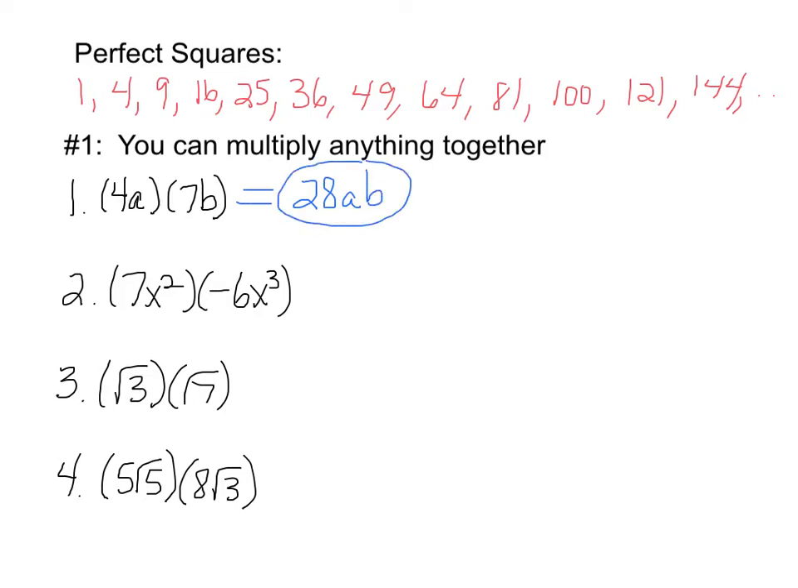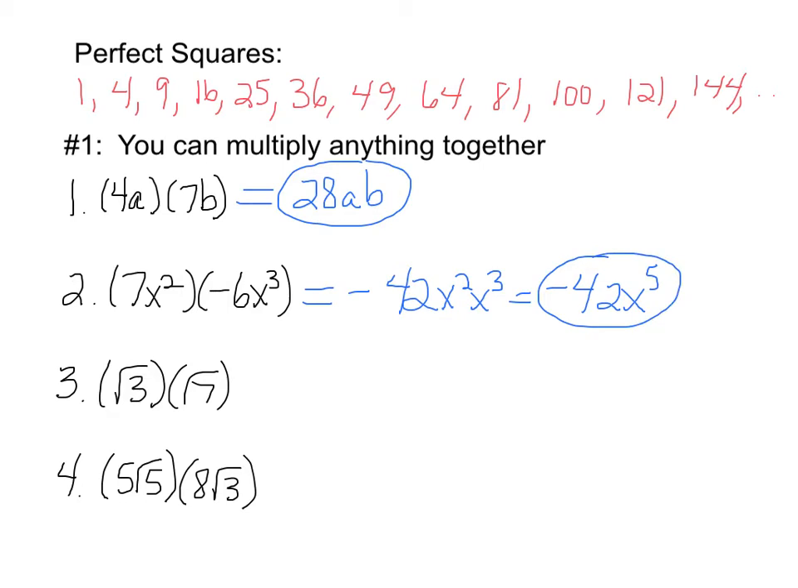In the second one, if I multiply a 7x squared and a negative 6x to the third, again, I can multiply anything I want. So that's going to be negative 42 x squared times x cubed. Of course, there's a better way to write that. It could just be negative 42x to the 5th power.